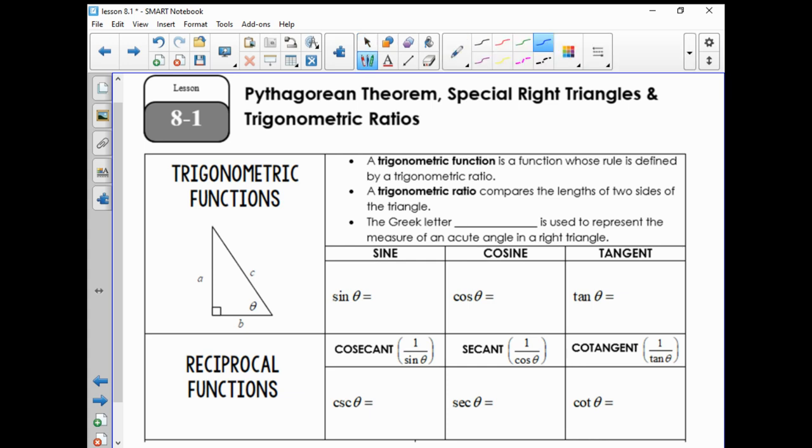Right, welcome back. We're on to our third part of the lesson. We're now going to be talking about our trigonometric ratios. So basically a ratio is just when you're comparing two sides of the triangle.